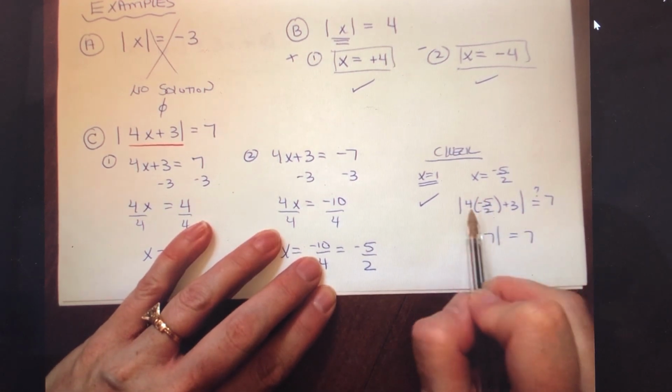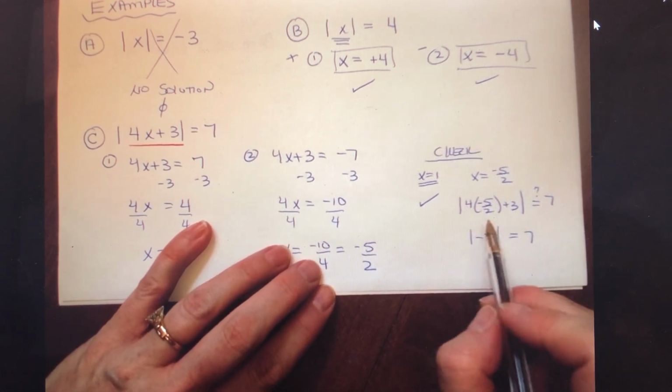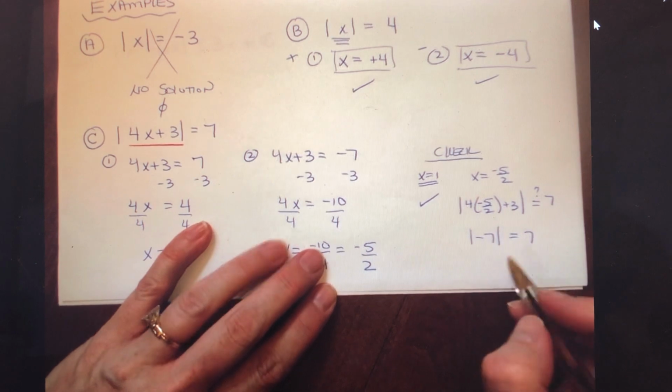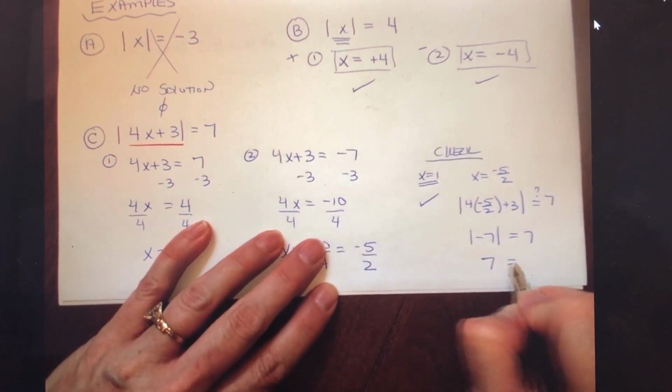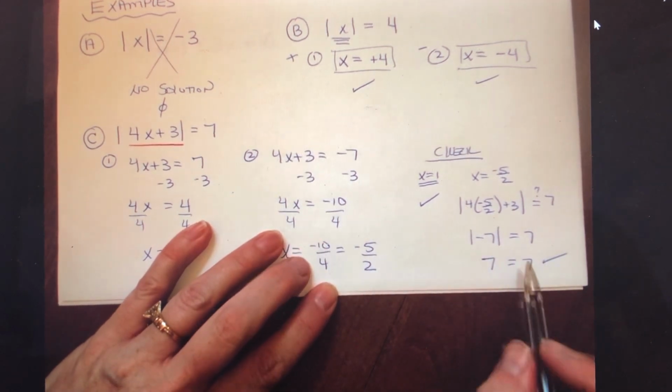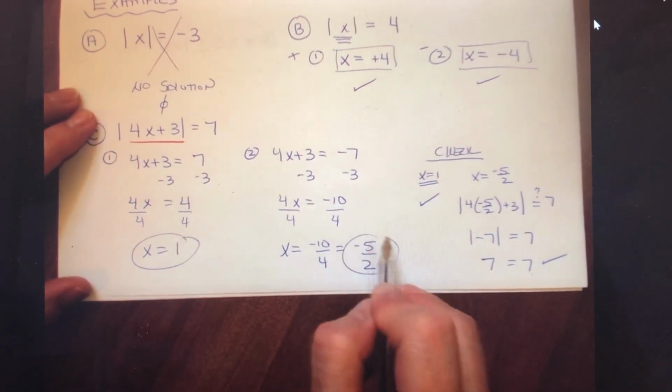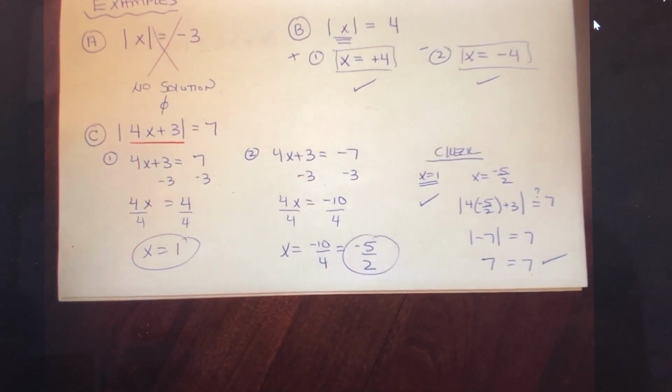If you wanted to do this in a calculator, you could do that as well. But the most important thing is that we then realize that taking the absolute value of negative 7 results in a positive 7. So yes, 7 equals 7, and this answer checks as well. So I would indicate both of these satisfy this equation.